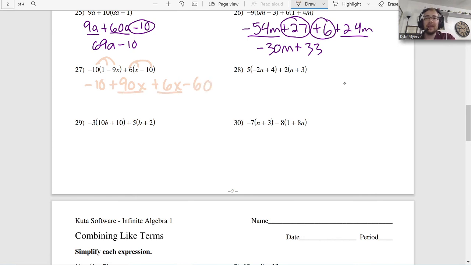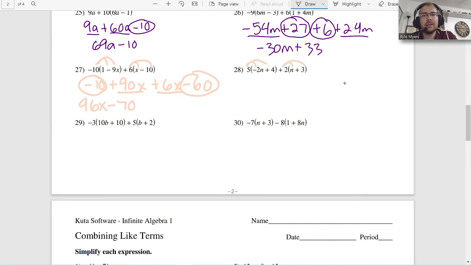Here's our like terms for the x's. 90 plus 6 is 96x. And then I've got two numbers, and they're both negative, so I add them. 60 plus 10 is 70, but it's minus 70 because I added up two negative numbers to get a bigger negative number.